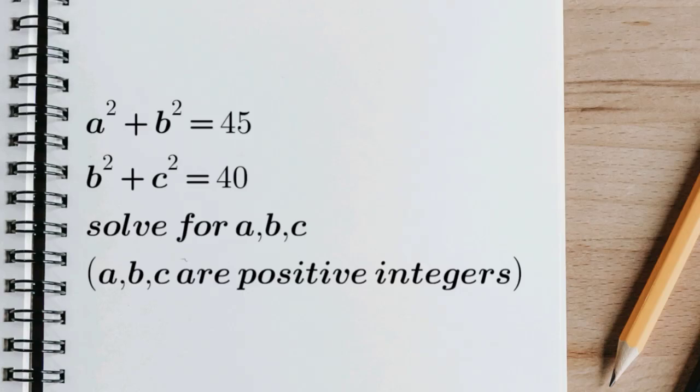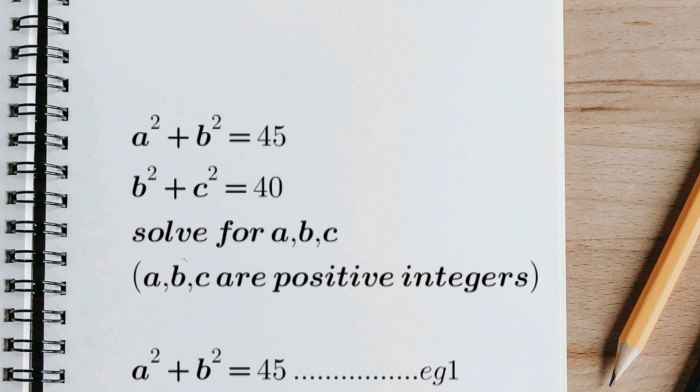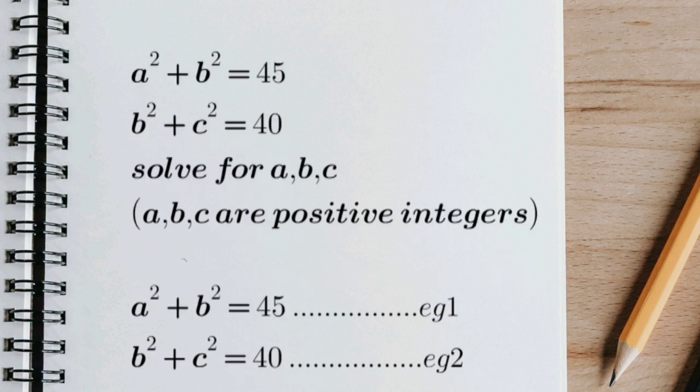Today's video will have this question. a squared plus b squared is equal to 45 and b squared plus c squared is equal to 40, and we are asked to solve for a, b and c. We also have to note that a, b and c are positive integers. So let's get started. We have a squared plus b squared is equal to 45, which we are going to call equation 1, and b squared plus c squared is equal to 40, which we are going to call equation 2.